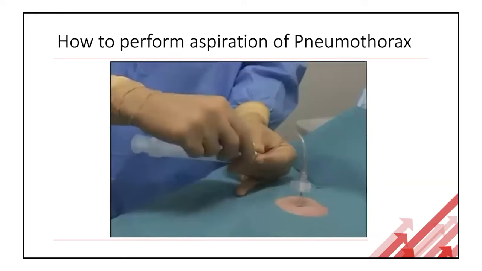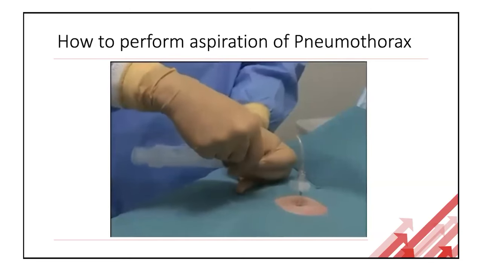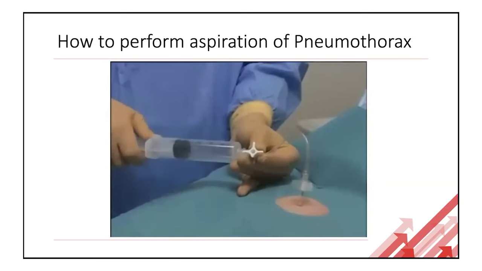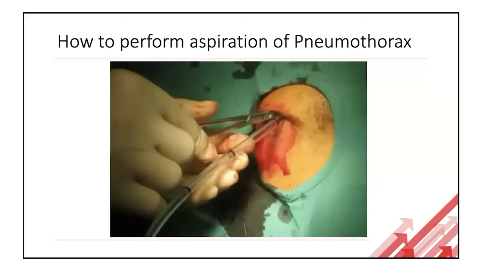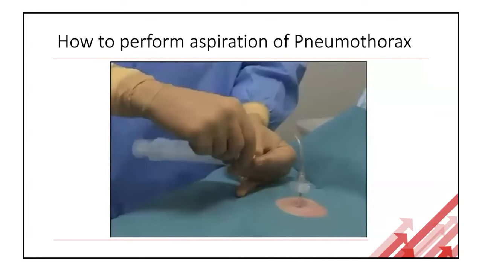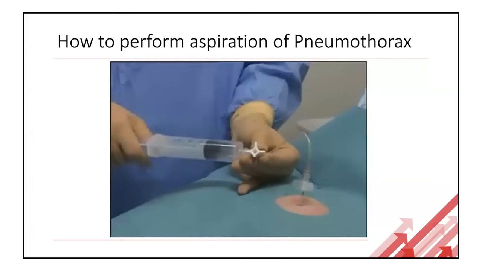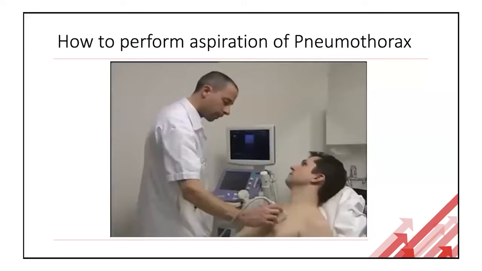However, for patients with pneumothorax and clinically significant breathlessness, active intervention is required. This may include needle aspiration or the placement of a chest tube. This video reviews the techniques and equipment required to perform needle aspiration of primary spontaneous pneumothorax in adults.